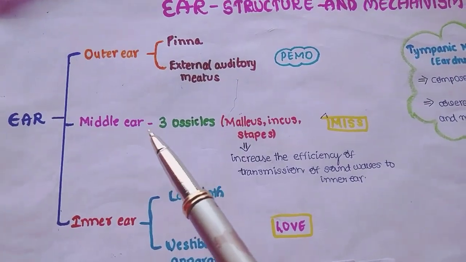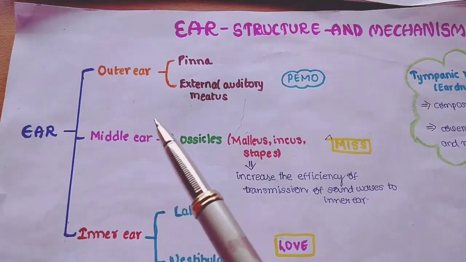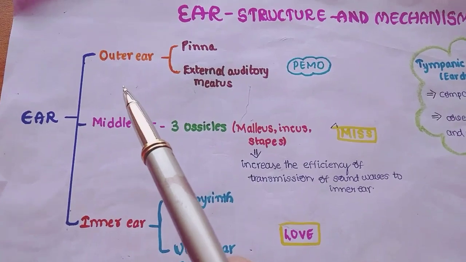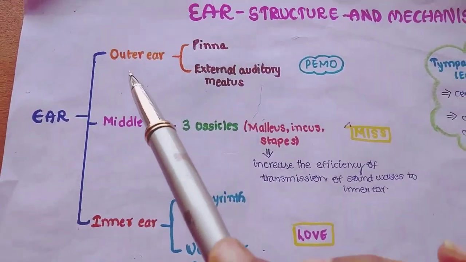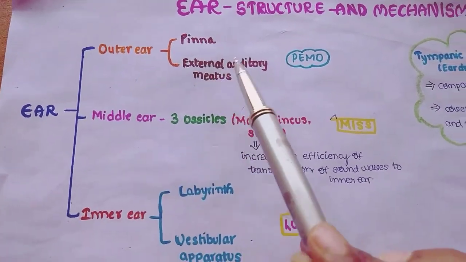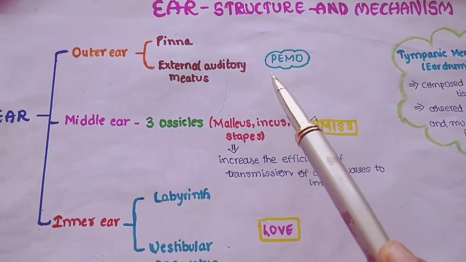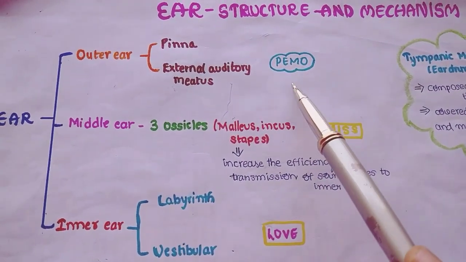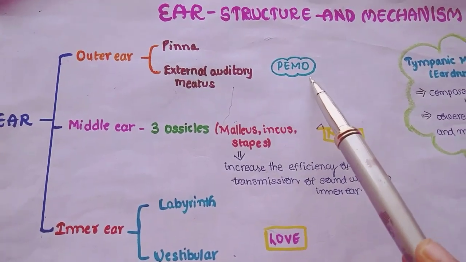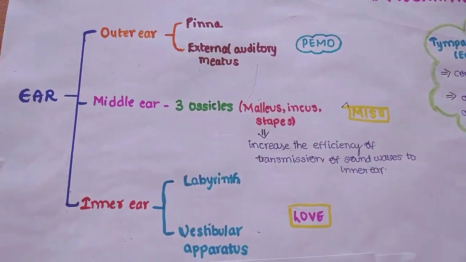The simple tip here is, we'll keep pins, that is tops, on the outer surface of the ear. So the outer ear has pinna, and outer also means external auditory meatus. Or you can simply remember the word PEMO. P stands for pinna, EM means external auditory meatus, and O stands for outer ear. You can follow either of the two tips.